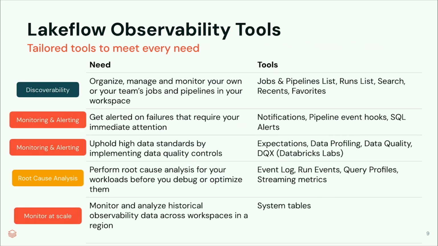So to give you a little bit of a roadmap of what exactly we're going to talk about. We're going to start with discoverability and talk a bit about organizing, managing, and monitoring your own or your team's jobs from the UI. Then we're going to be talking about getting alerted for issues. We're going to look a little bit into data quality and what tools are available there. Then we're going to go a level deeper into root cause analysis for debugging and optimization. And finally, we're going to take a step back and talk about monitoring and analyzing historical observability data at scale. And also, a little disclaimer, we have a lot of content to cover today.